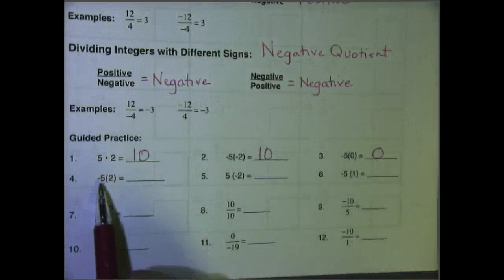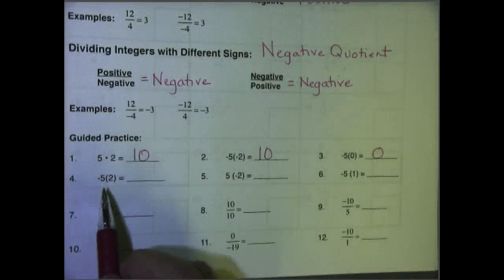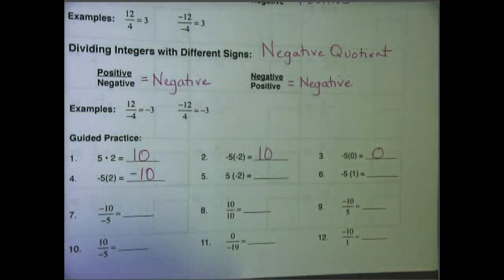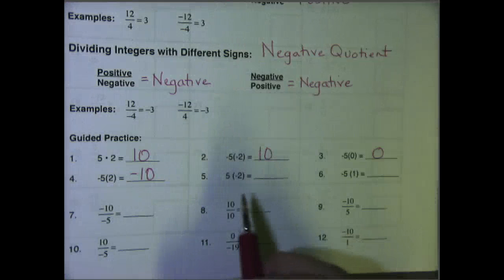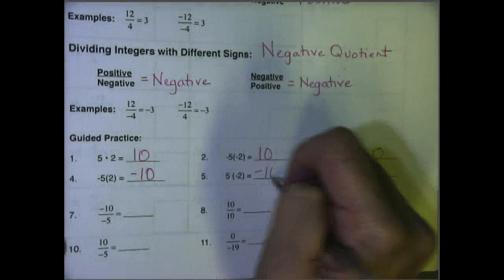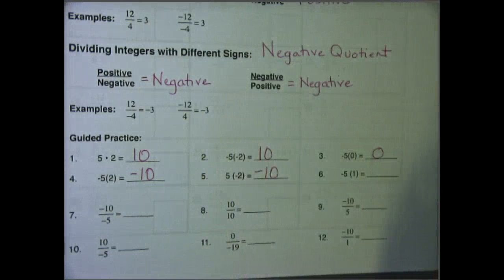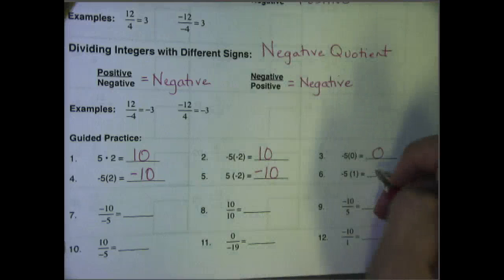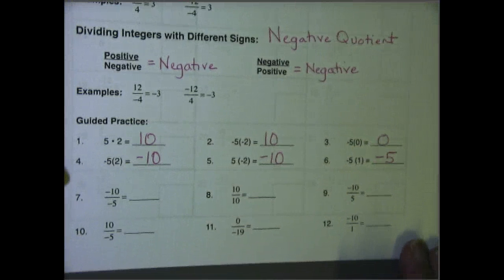Number 4, negative 5 times positive 2. We're multiplying different signs, so our answer is negative, negative 10. Number 5, positive 5 times negative 2. Multiplying different signs, negative answer, negative 10. Number 6, negative 5 times 1. Anytime you multiply something by 1, you get itself, so negative 5 times 1 is negative 5.